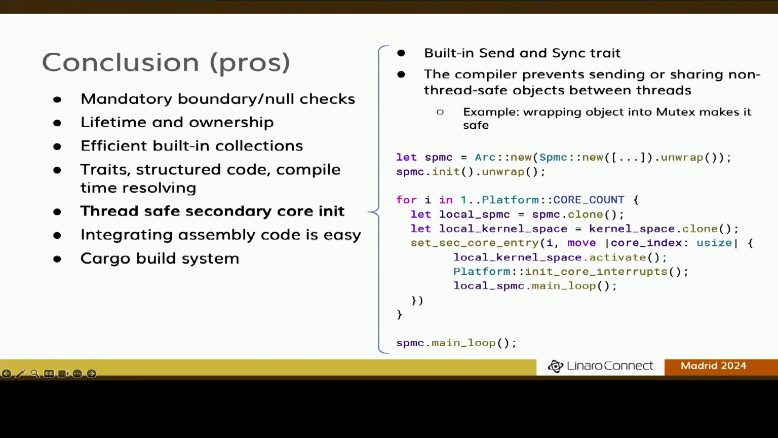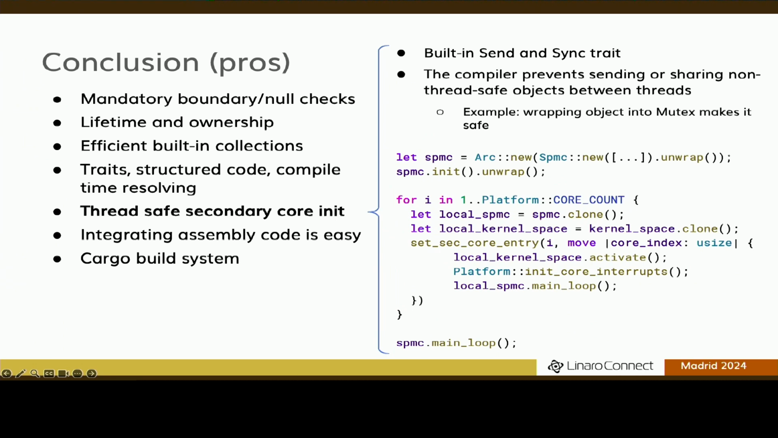Rust has built-in traits for describing if an object can be safely passed or shared between threads, and the compiler prevents sharing non-thread safe objects between threads. So using these, it's possible, for example, to express that wrapping an object into a mutex can make it thread safe, and we can express this in a way that the compiler understands, so you don't have to write a comment that mutex is protecting this and this resource.